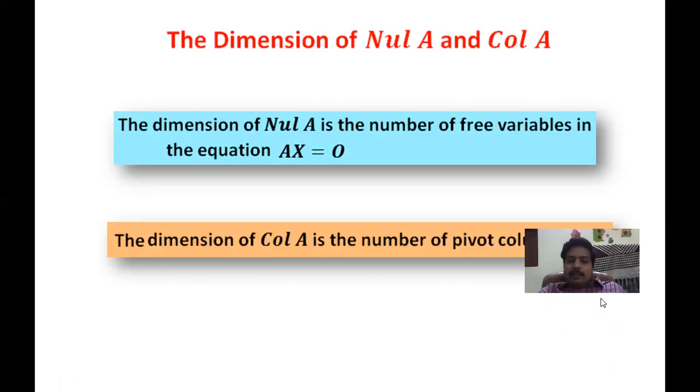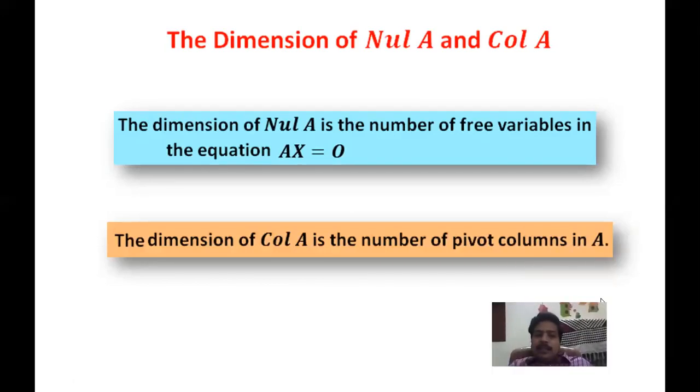Similarly, the dimension of column space A is the number of pivot columns in A. Once A is given, we can reduce it into echelon form, then find the pivot columns there. So the number of pivot columns will be the dimension of column space A, and non-pivot columns will give you the free variables. So the number of non-pivot columns in a matrix in echelon form will give you the dimension of the null space.